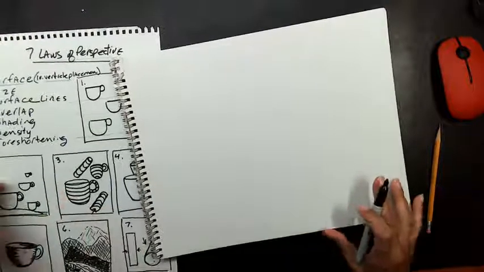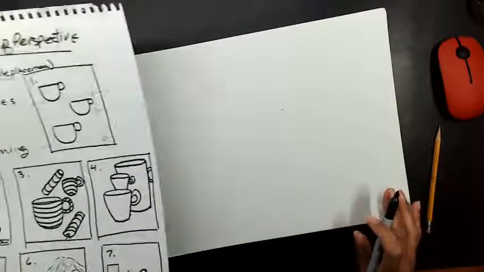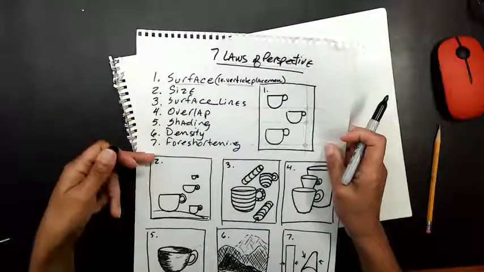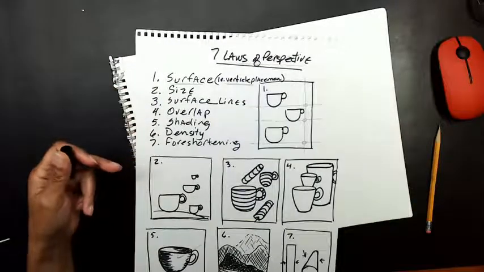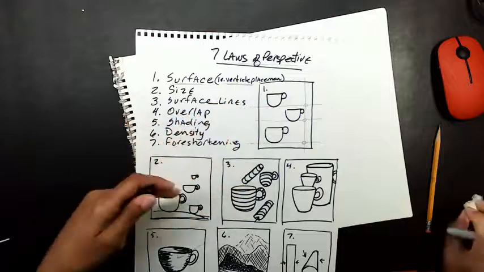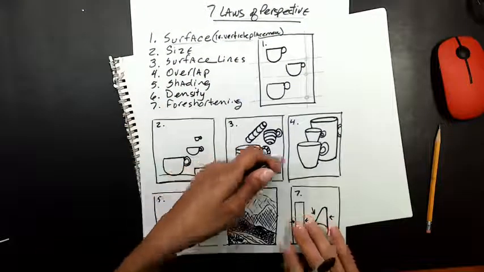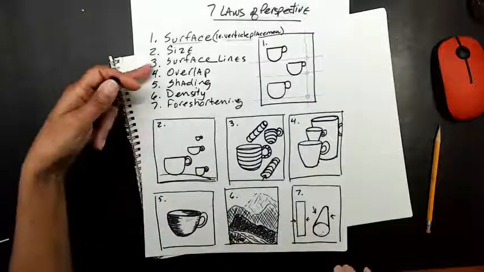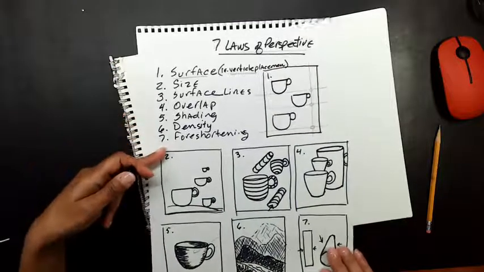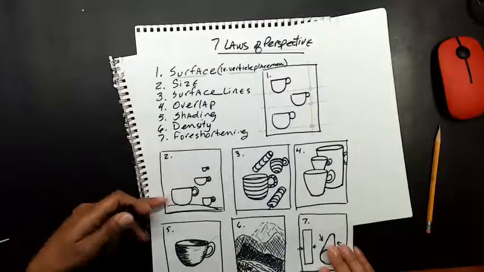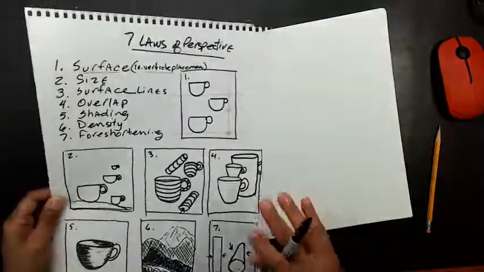Okay, we're back with the 7 laws of perspective. Earlier, in the first video, we went through the 7 laws of perspective one by one with a photograph or just a little quick drawing to represent each of your laws, which is what you'll be doing in the first part of your activity, just to get a good understanding.